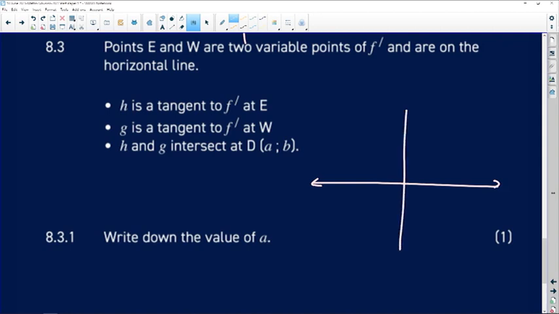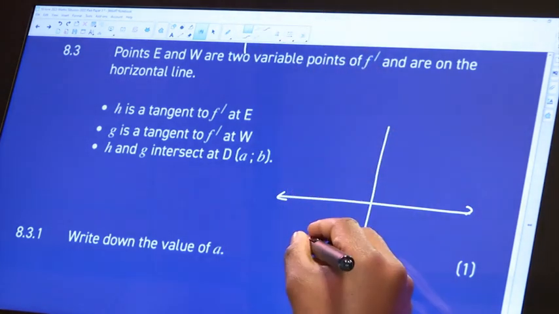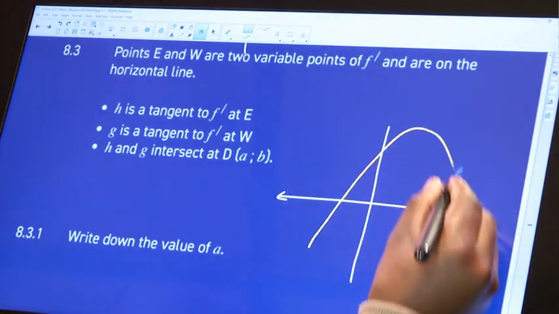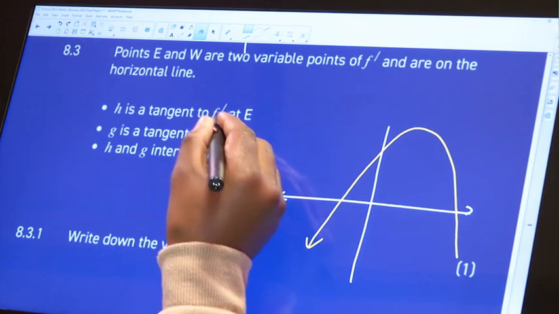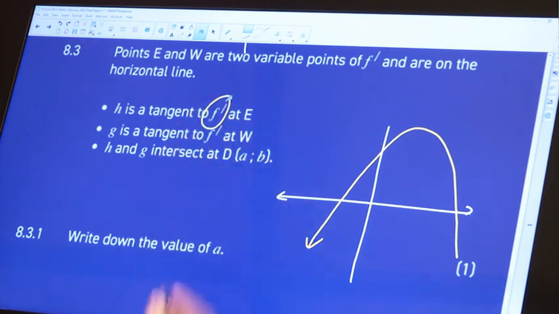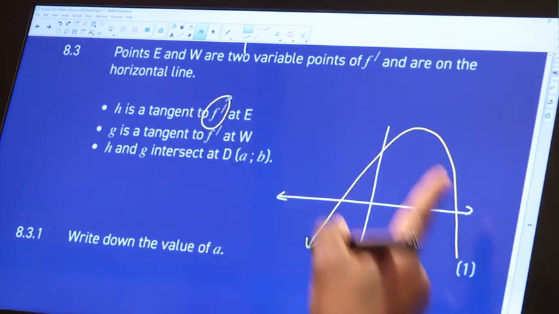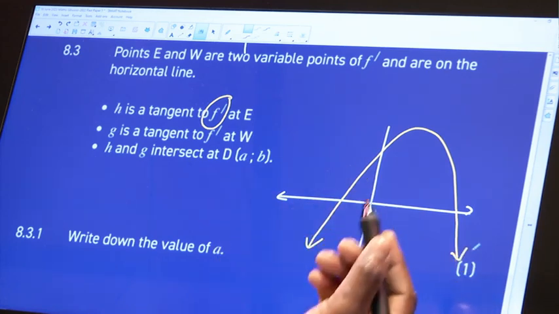So I'm just going to put my y-axis here. We were told that this is how the graph looks. Okay, this is the graph of the derivative. This is the one they're talking about in the question. The derivative graph was this parabola. We were given this in the opening statement.